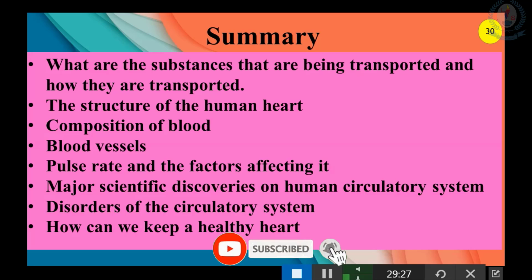As we have come to the end of the lesson, we will summarize the lesson. So we learned what the substances are that are being transported and how they are transported in our body, the structure of the human heart. We discussed the composition of blood and the structures and functions of blood vessels. We discussed pulse rate and the factors affecting it. We talked about major scientific discoveries on the human circulatory system and disorders of the circulatory system, and we talked about how we can keep our heart healthy.